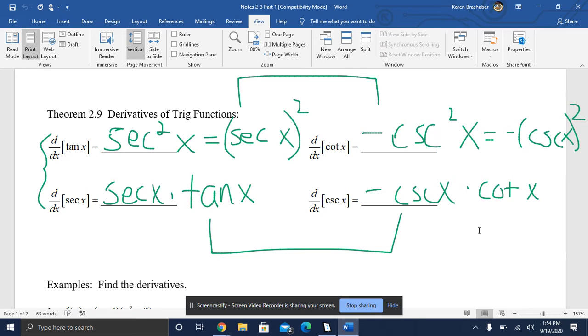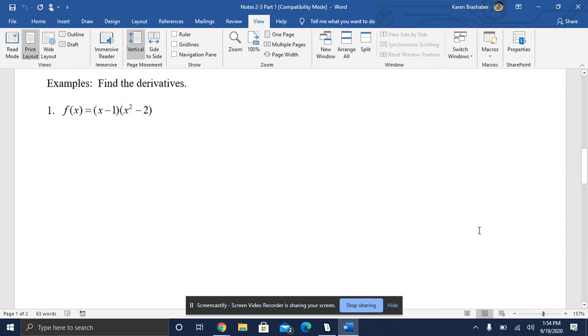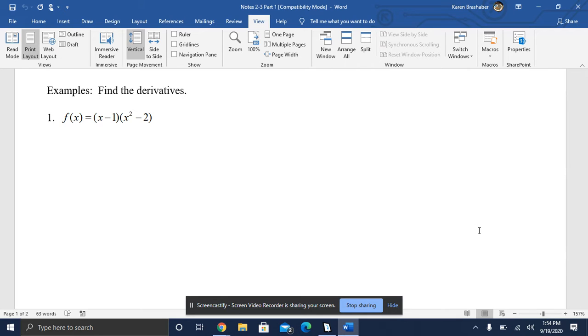So the rest of this video is going to be working on doing derivatives using all of these rules. And so I'm going to go ahead and scroll down, clearing this ink, and going on to our first example. So this first one says to find the derivative, your f of x is x minus 1 times x to the second minus 2. Now this is actually one that we could get rid of the product. So we could go ahead and do a rewrite on this.